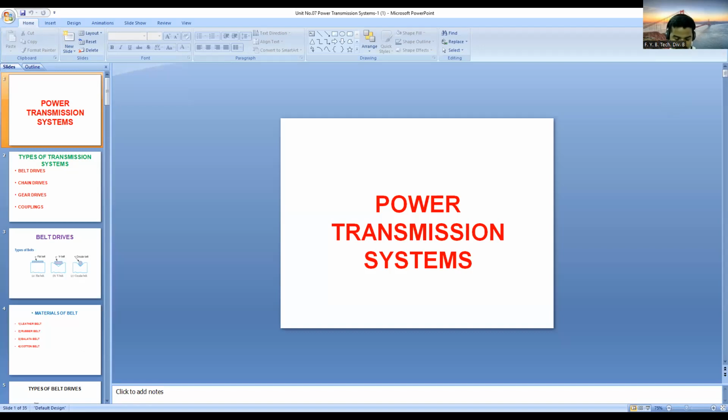Okay, we'll start the discussion today. We have covered up to the types of transmission systems: belt, chain, gear. Then we started the first type, that is belt drive. In the belt drive, we have seen flat belt, V belt, and circular belt. So the next point is, you put the heading: materials of the belt.